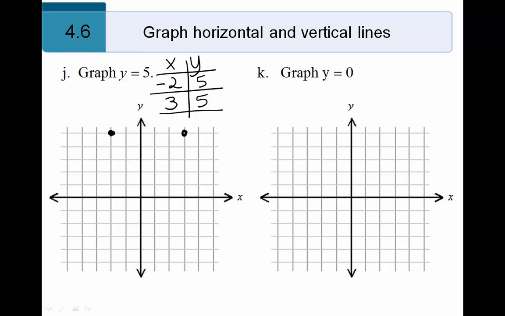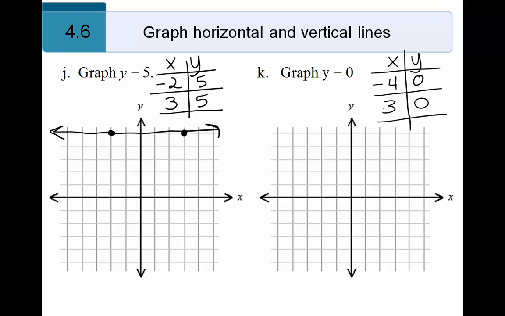You can see if I draw a line to connect those points, the graph of y equals 5 is a horizontal line. Okay, as long as you're 5, 1, 2, 3, 4, 5 above the x-axis is the line of y equals 5. Let's graph the line y equals 0. Well, y has to be 0. X can be anything. Okay, so let's just say it's -4 and 3.